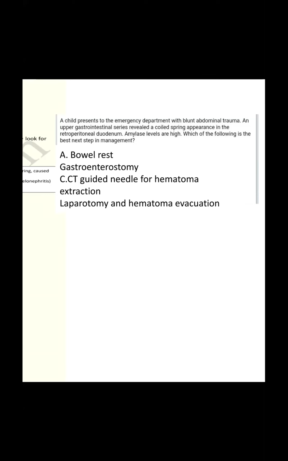I guess, ma'am, it's laparotomy and hematoma evacuation.